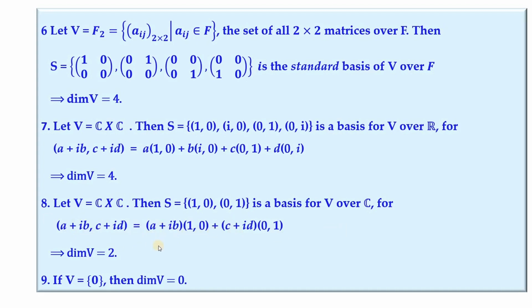So we have this. Now if V is just the singleton 0, then dimension of V is 0. You don't have any basis, because the zero vector, we know pretty well, is linearly dependent and not linearly independent. So you don't have a basis, so dimension of V in this case is just 0.